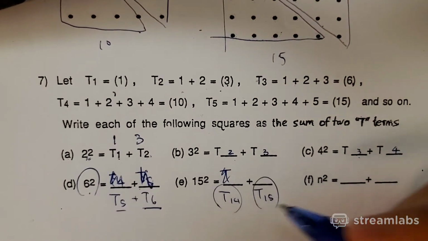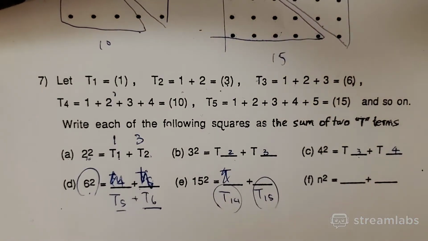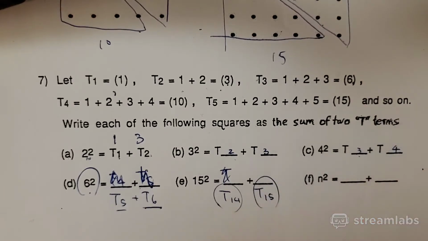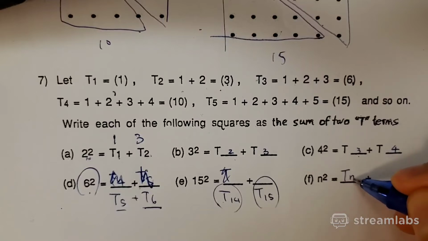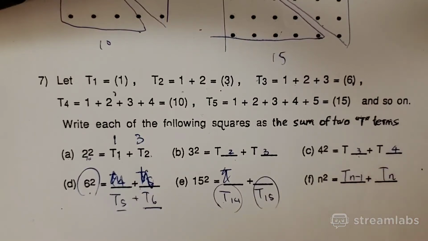This is talking about term number, okay? I'm not talking about the actual number. It's the 15th triangular number plus the 14th triangular number. So in this case, this will be Tn minus 1 and Tn. Okay, these are which triangular number you're talking about.